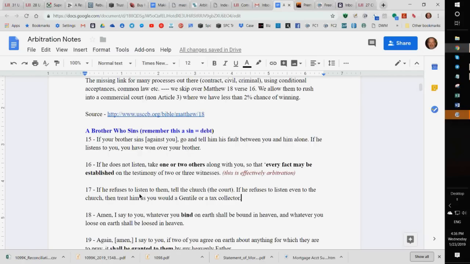So if he refuses to listen to them, tell the church. And these days, what we're talking about here is the court, because churches were a place where these things used to be heard. And if he refuses to listen even to the church, then treat him as you would a Gentile or a tax collector, okay? An outsider, somebody who's violating you, all right? And that's court.